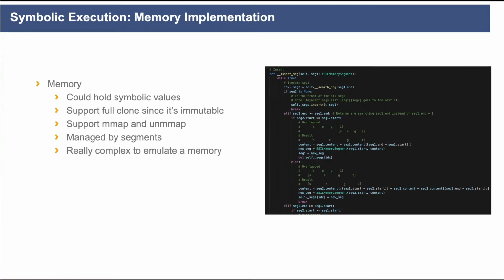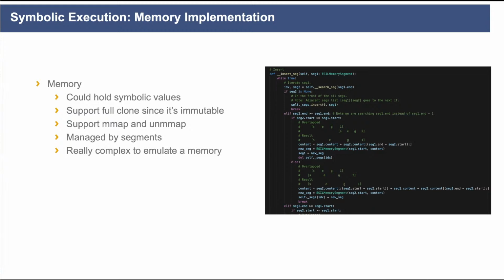First off, the memory. Why would I want to re-implement the memory? Since we want memory that holds symbolic values, and it should support full clone, because the memory of a state should be immutable, and it also should support memory map and unmap. The memory itself is managed by segments. You couldn't just allocate a very long array and allow the user to write values. You have to use segments. Every time the user writes to an address, you allocate a new segment, just like page tables, but I implement a simpler version.